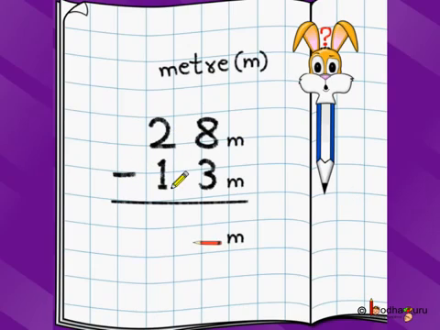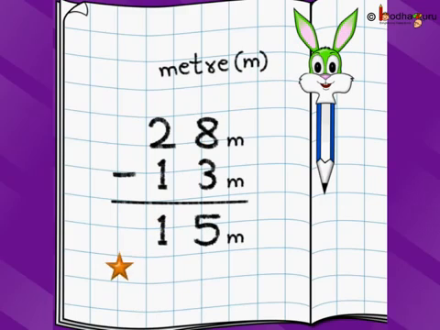28 meter minus 13 meter. And just like any other two digit subtraction, we write the ones position below the ones position of both the numbers and the tens position below the tens position. So 28 meter minus 13 meter, underline. The answer would be 8 minus 3. We start from the ones position. 8 minus 3 is 5. 2 minus 1 is 1. So the answer is 15 meter. Right? Sounds simple?